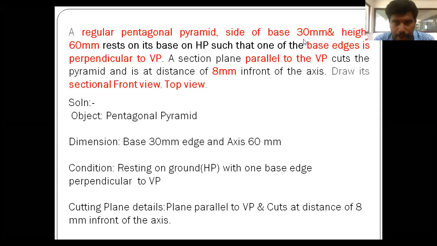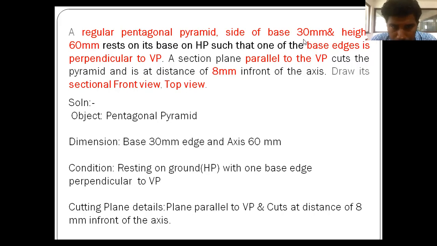A regular pentagonal pyramid, a side of base 30 mm and height 60 mm, rests on its base on HP, such that one of the base edges is perpendicular to the VP. A section plane parallel to the VP cuts the pyramid at a distance of 8 mm in front of the axis. Draw its sectional front view and top view. So very simple example over here.